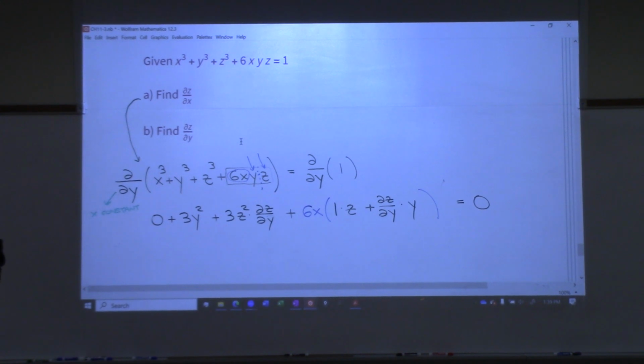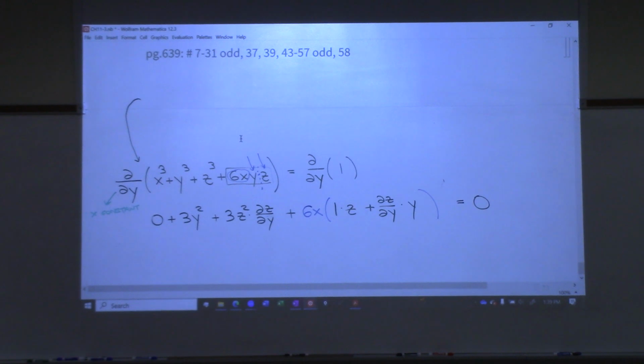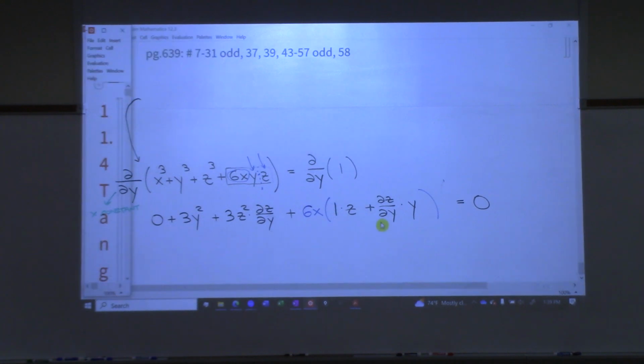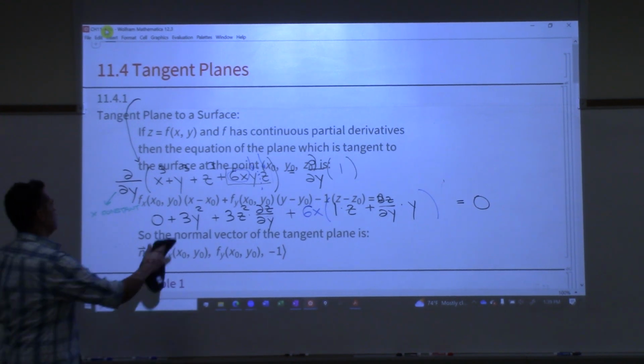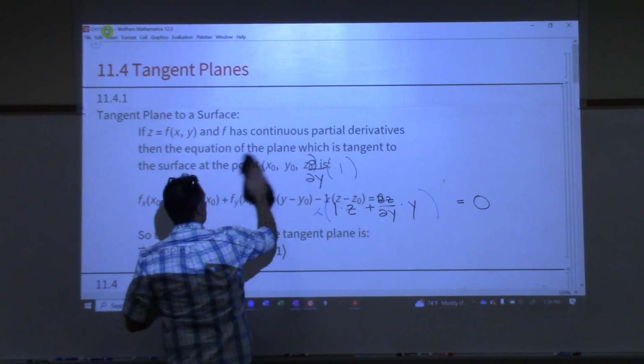Implicit differentiation. All right, that's it for this section. Now we're moving into one of the applications, one application of partial derivatives, not all applications, but a pretty convenient one.